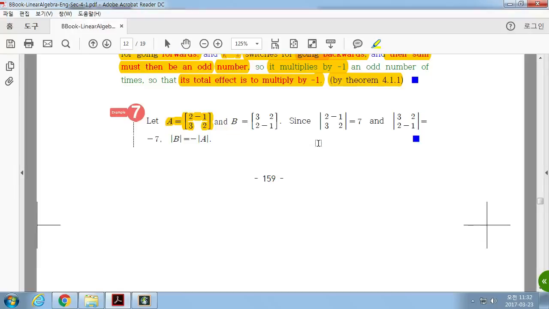Okay, with those in mind, check those properties. Suppose we have A and B, then the determinant of A is 7. But if we switch two rows, then the determinant is going to be the minus of the determinant of the original one. It can be easily checked.